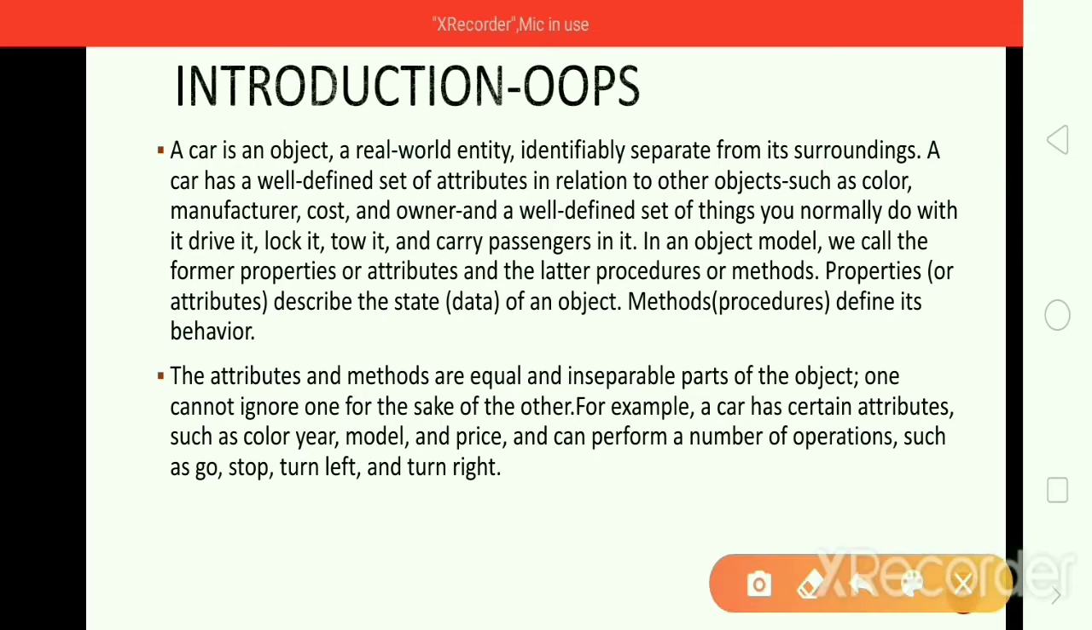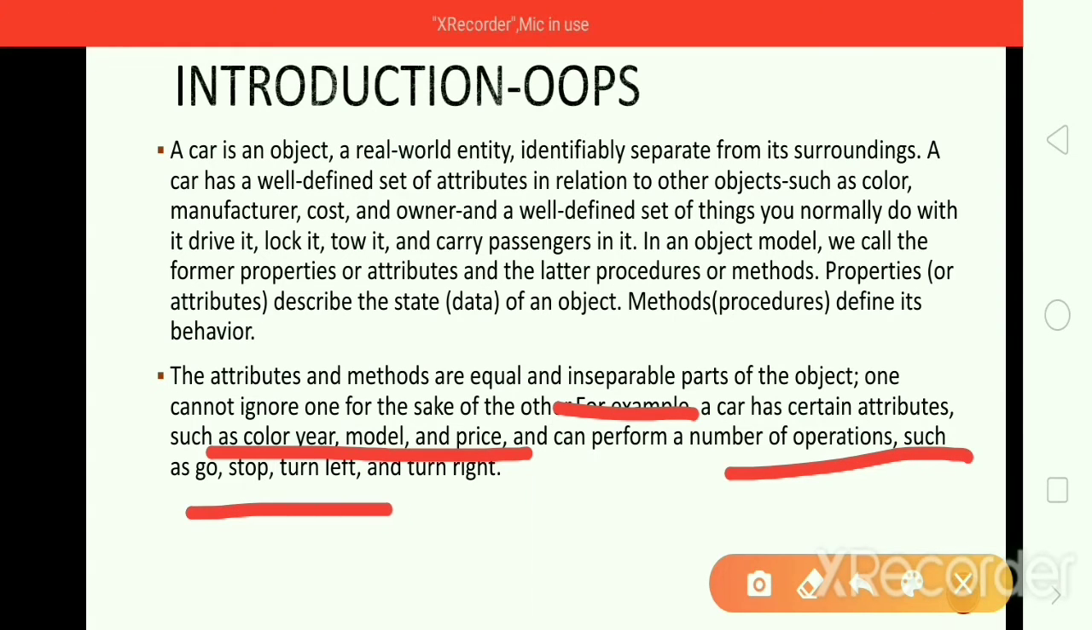The attributes and methods are equal and inseparable parts of an object. One cannot ignore one for the sake of the other. For example, a car has certain attributes: color, year, model, price, and can perform a number of operations such as stop, go, turn left and right.